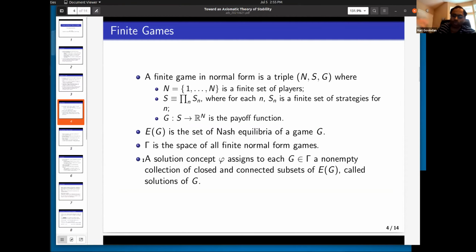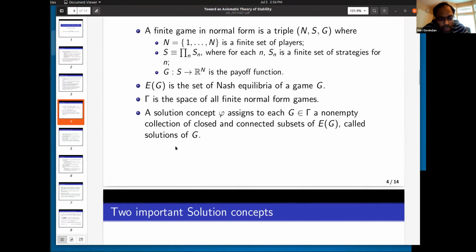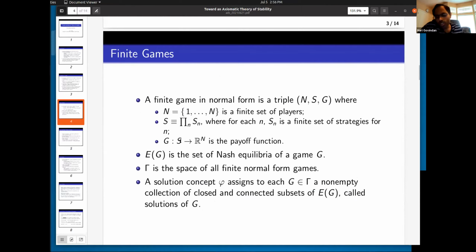So a solution concept assigns to each game a collection of solutions. What's a solution? It's a closed and connected set of Nash equilibria. So I'm building into my definition of a solution concept the notion of connectedness and closeness. I'll talk a little bit about closeness. It's fairly obvious. Connectedness, I'll say a few words in a few minutes. So that's what a solution concept is.